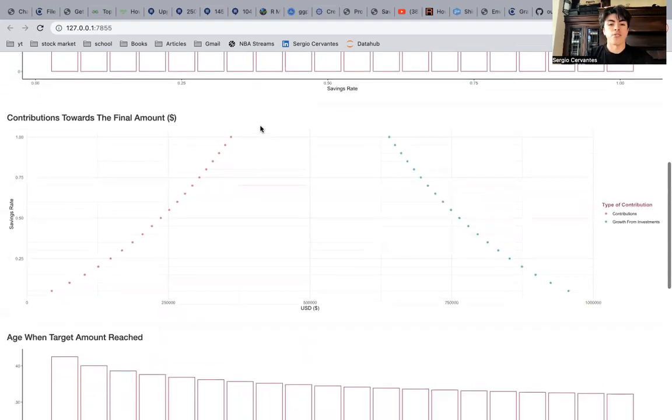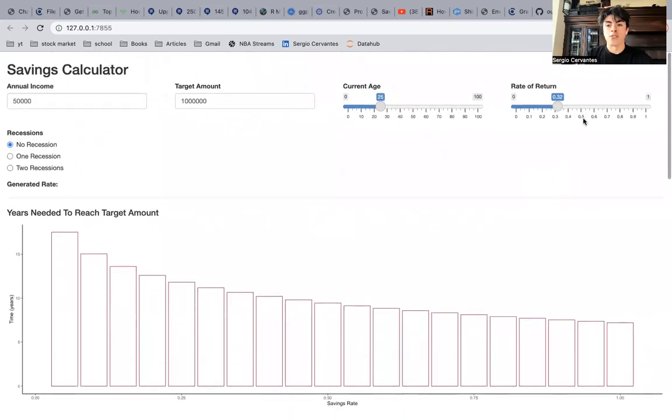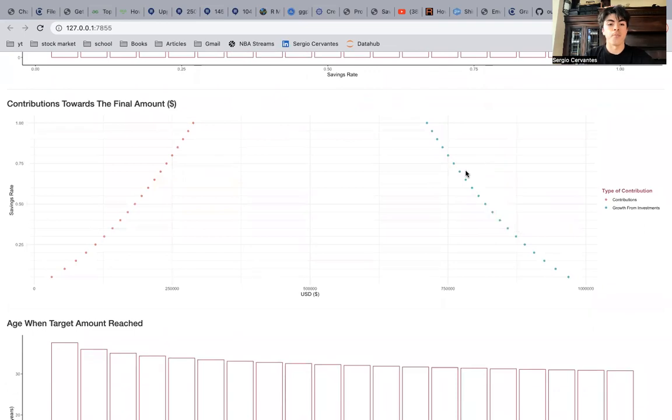On the other hand, if someone is contributing a small proportion of their income to their savings, then by the time they reach the target amount, a lot more of that amount will be attributed to their actual investment growth, as seen from here. When you increment the rate of return, the relationship gets steeper. So the actual growth of the investments becomes a much greater proportion of the final target.